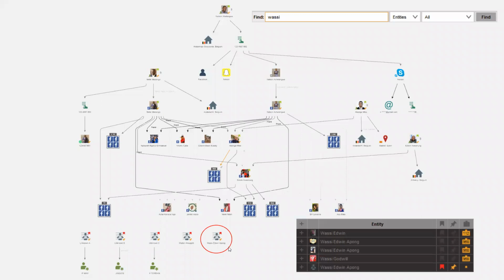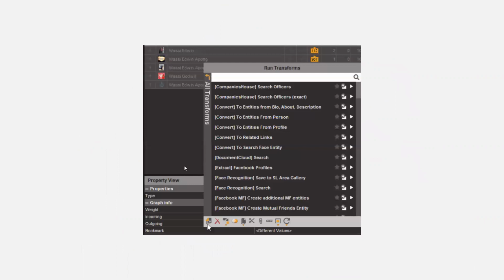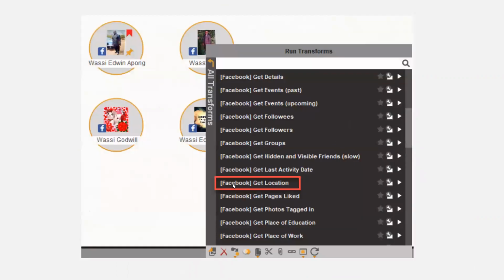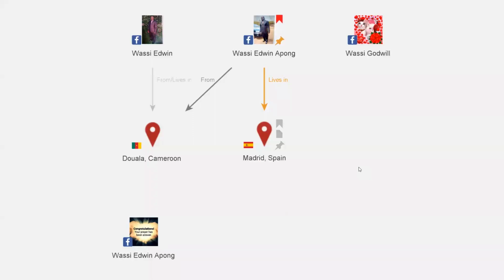And what I encountered next was that there were multiple profiles that might belong to Wasi. So what I did then is I copied these 5 profiles to the next field in Maltego, and I did the "get locations" transform on all of these 5 profiles to see if any one of them could be located in Madrid, because we knew that the Wasi that we were looking for had a connection with Madrid. So here you see that we found one profile that has a connection with Madrid and also with Cameroon, which is also interesting because we were searching for a Cameroonian person.